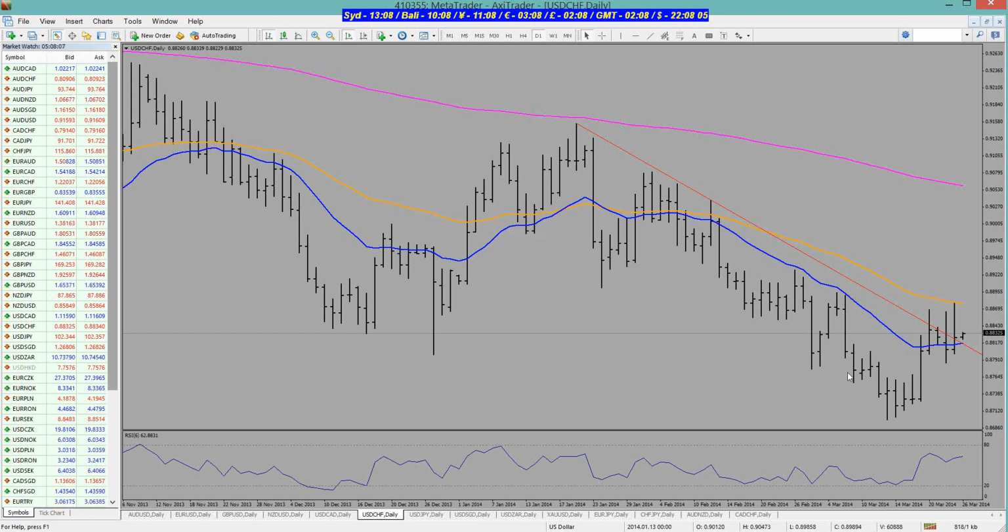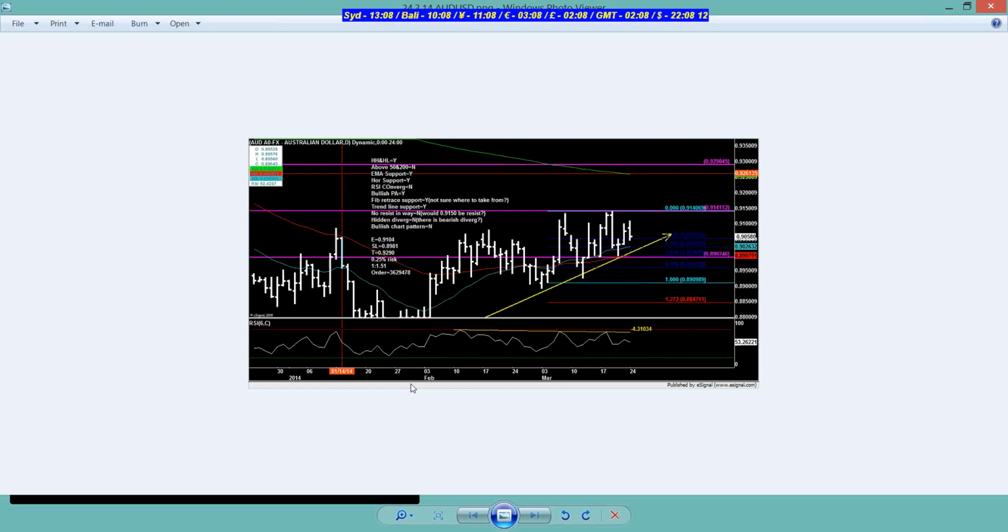Aussie dollar. Support fib retracement entry is 91.04. Good. Would 91.50 be resistance? No. You expect that to be making higher highs, so that you wouldn't expect that to be a resistance level.